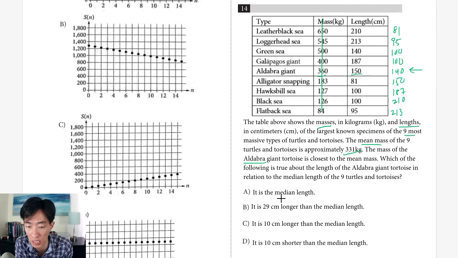Let's go through it. It is the median length. Nope. Different numbers. 29 centimeters longer. Nope. 10 centimeters longer. Yes. 150 is 10 more than 140. 10 centimeters shorter. Nope. And so the answer is going to be C. So notice that they're really just trying to distract us with this average mass. Possibly they're showing it because they're showing the way that they want to do this calculation. Who knows? But I think it's more of a distraction.